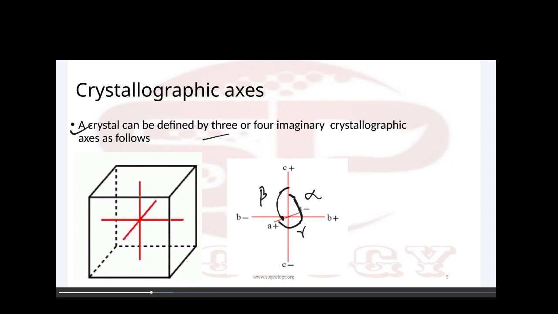So in different crystals, you'll find different relationships between alpha, beta, gamma, and also different relationships between A, B, and C. These three axial dimensions are the basis for the classification of crystal systems.